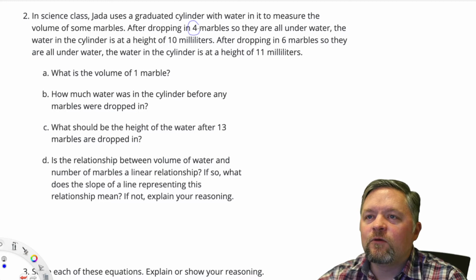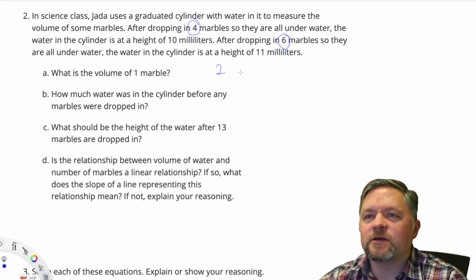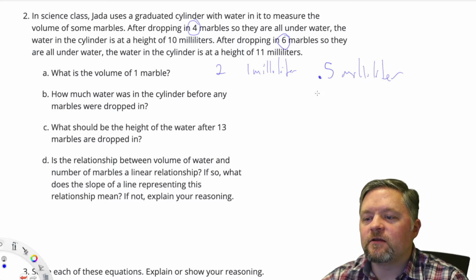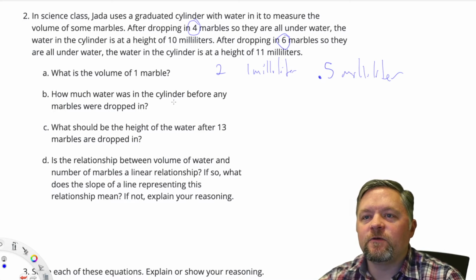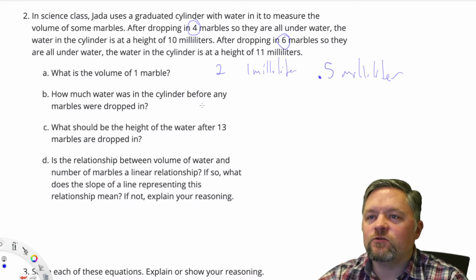Well, we went from 4 marbles to 6 marbles, which is 2 marbles, and the height changed from 10 millimeters to 11 millimeters. Or milliliters. So, what's the volume of 1 marble? Half of that, 0.5 milliliter. How much water was in the cylinder before any marbles were dropped in? 4 marbles would be 2 milliliters, and 4 marbles was 10. 10 subtract 2 is 8.